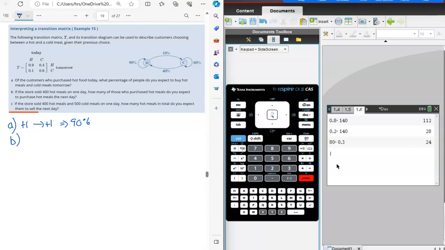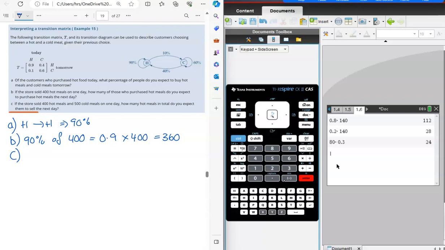B, it says if the store sold 400 hot meals on one day, how many of those who purchase hot meals do you expect to purchase hot meals the next day? So we know hot to hot is 90, so 90% of 400. So it's going to be 0.9 times 400. So 360. Good.